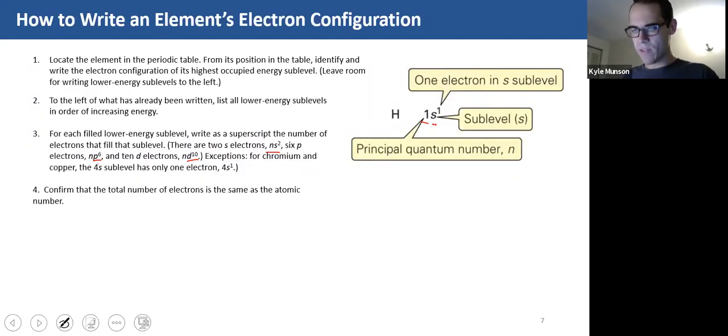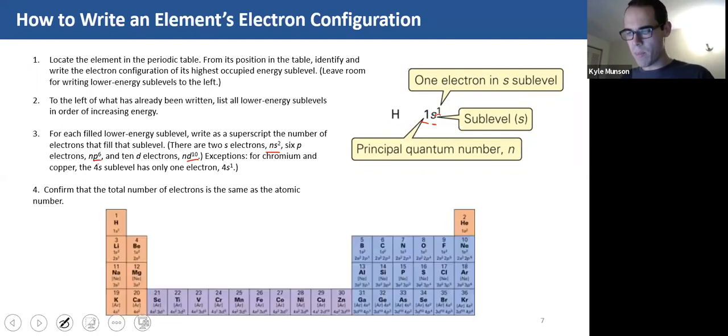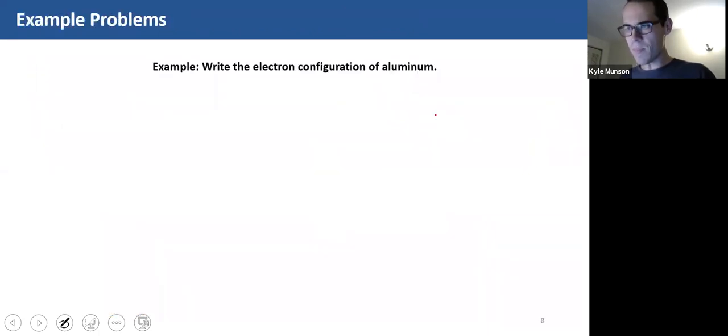And it has, I just go forward here, 1 electron, okay? Because again, for a neutral atom, the number of protons is equal to the number of electrons. So the atomic number is equal to the number of electrons. So that's for hydrogen. Here's a few other elements that we're going to come in contact with this semester. But let's do a harder example. Let's write the electron configuration for aluminum.